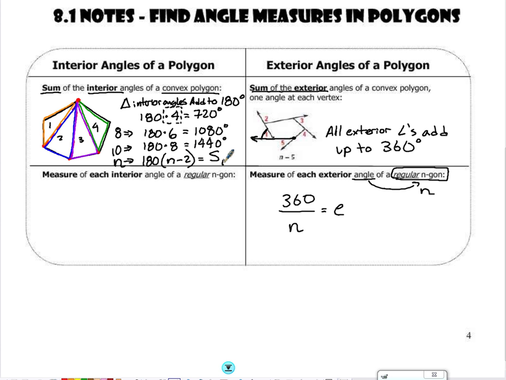SI kind of helps me remember the sum of the interior. We're going to use sum of exterior right here, so we'll call that SE.